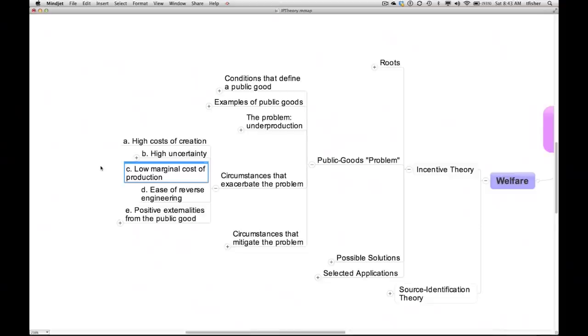In the same vein, ease of reverse engineering exacerbates the public goods problem. The easier it is to figure out how a particular product was created, the easier and cheaper it will be to replicate it without permission. Most copyrighted materials are highly vulnerable on this score. Reverse engineering a poem, for example, is a simple matter. There are, however, a few exceptions.